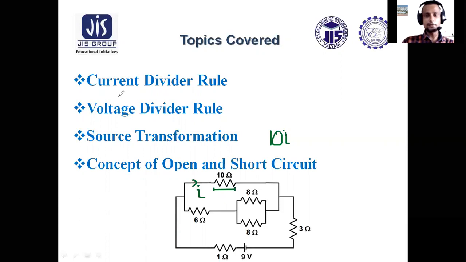Now, current divider rule is applicable for certain circuitry. Voltage divider rule is applicable for certain circuitry. So what are those? Those will be discussed elaborately. Next is source transformation. Sometimes it is needed. In the last lecture, I told you that if two practical voltage sources are connected in parallel, we need to convert them into current source. So for simplicity of calculation, sometimes we may need to convert voltage sources in terms of current sources and vice versa. That we'll be discussing under the source transformation topic.